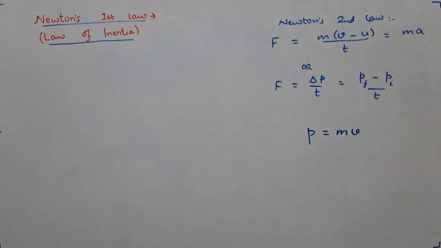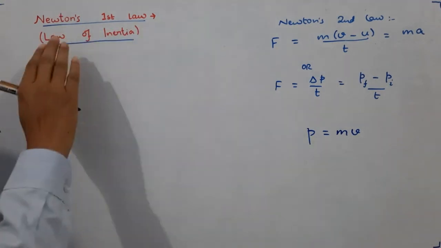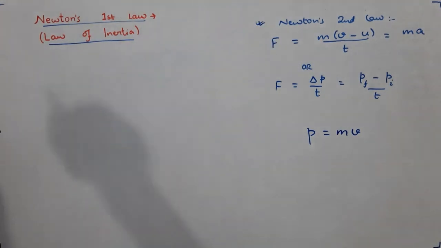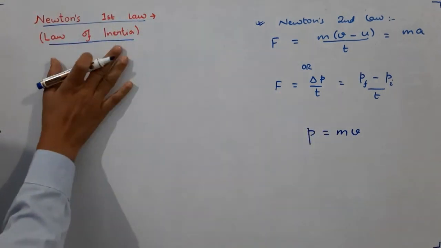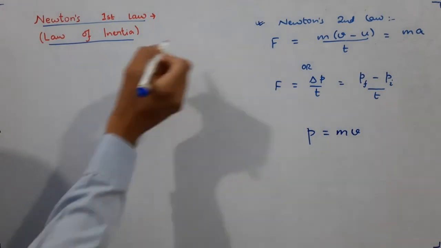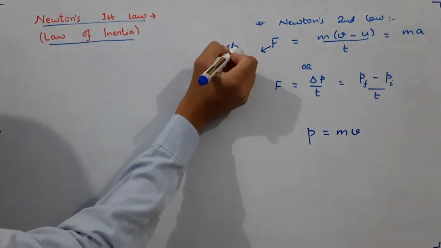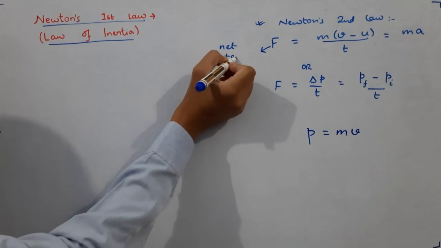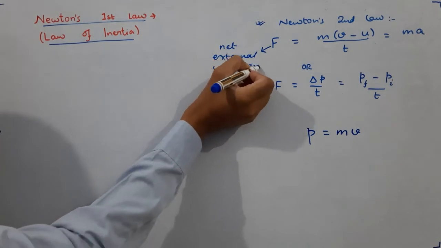But today, let us now obtain the first law from this second law. Remember, this is the most important law that you should understand. If you have understood this, you will not have any problem in understanding this. Here F is what? F is the net, means total or resultant, external unbalanced force.